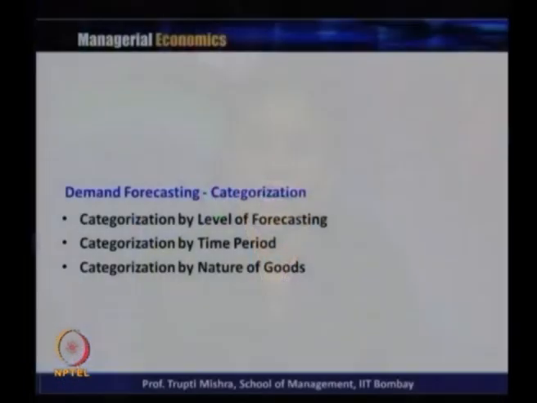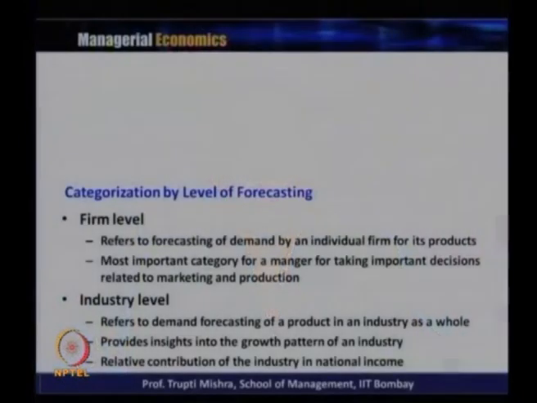Now this demand forecasting is categorized on the basis of level of forecasting, on the basis of the time period, and on the basis of the nature of goods. So if the categorization is on the basis of the level of forecasting, what are the different levels? One is firm level and the second is industry level. In the case of firm level, it refers to the forecasting of demand by an individual firm for its product.